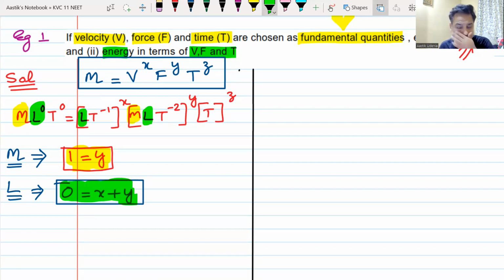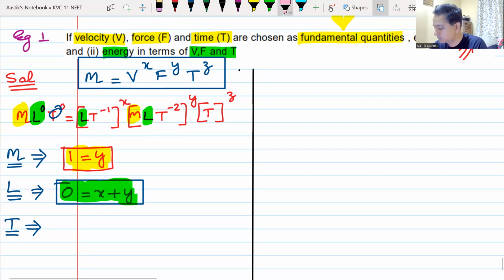You understand it? Great. Third step, T. Dimensions of T. What do I have on the left hand side and what do I have on the right hand side? Pink color. Oops. Wrong color.